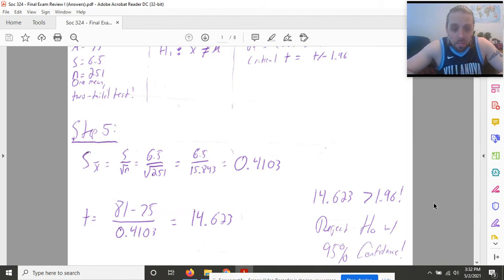Then my T formula becomes x bar minus mu over S of x bar. Here, that's 81 minus 75 over 0.4103. That gives me an observed t, or calculated t, of 14.623. So I asked the class, is 14.623 greater than 1.96?